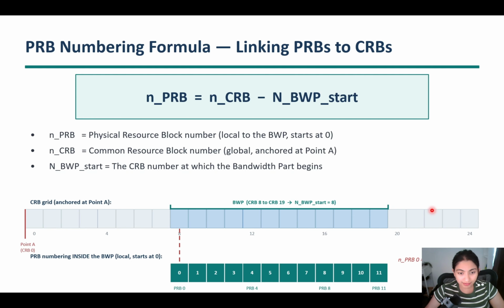Thus, in this bandwidth part, CRB numbering starts from 8 and ends at 19, whereas PRB numbering starts from 0 till 11, corresponding to those common resource blocks. The number of PRBs within a bandwidth part can be defined as the CRB at which the bandwidth part ends minus the start of the bandwidth part. So in this diagram we can see that point A does not belong to any bandwidth part for this allocation.